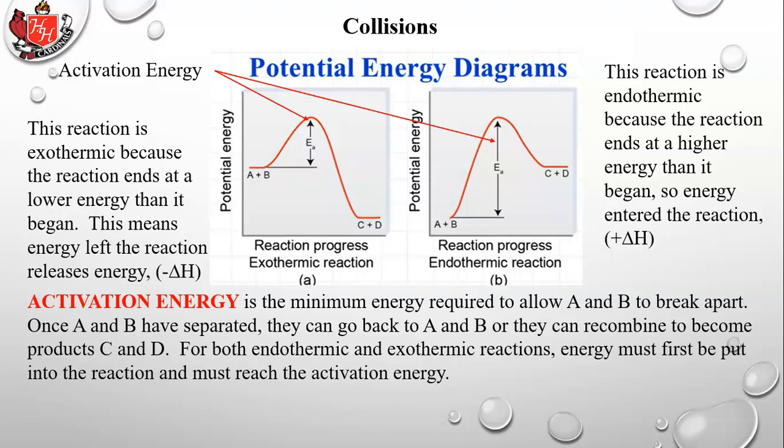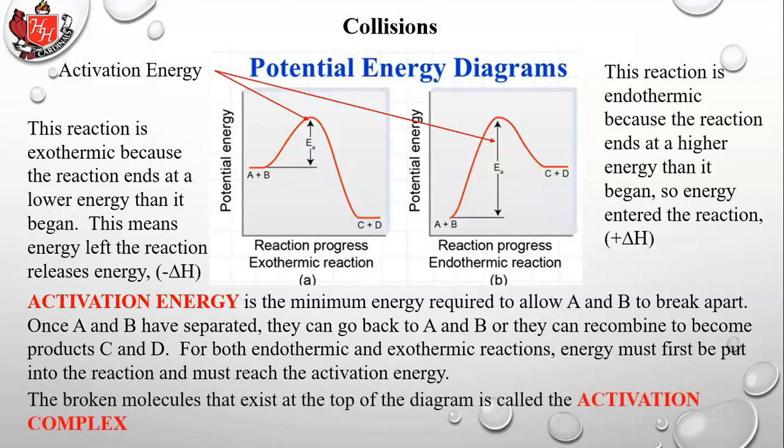For both endothermic and exothermic reactions, energy must first be put into the reaction and must reach the activation energy. So no matter what the reaction is, you have to put energy into it to get it started. The broken molecules that exist at the top of the diagram are called the activation complex. That's basically all the atoms and molecules broken into pieces before they get put back together again.